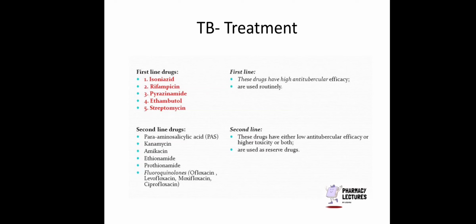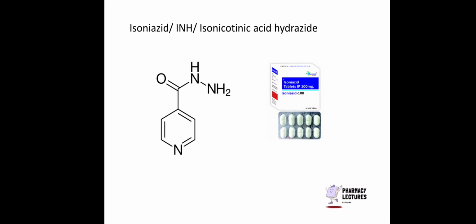First-line agents have higher efficacy but lower toxicity, and second-line agents have higher toxicity but lower efficacy. First-line anti-tubercular agents have bactericidal action except ethambutol. Ethambutol has bacteriostatic action. In this class, we are mainly focusing on isoniazid, its synthesis, mechanism of action and uses.